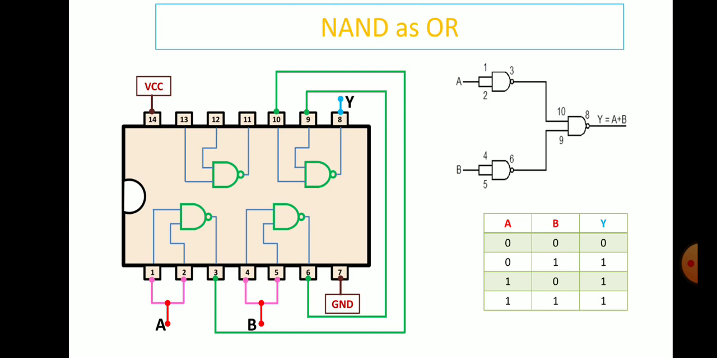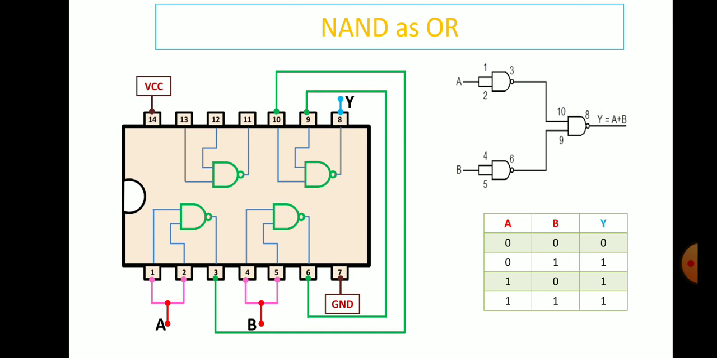Now let us check the truth table. When we provide both inputs 0 for A and B, the output is also 0. So experimentally, how will we perform this? Both pins A and B we will connect to the ground. So the output LED won't glow.